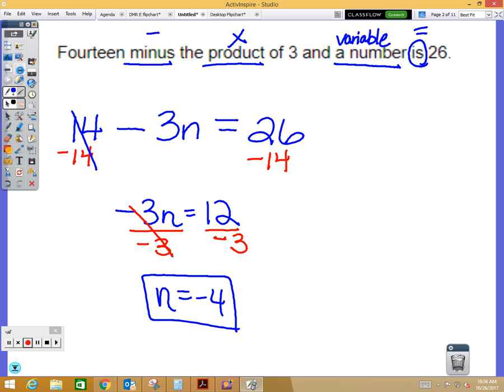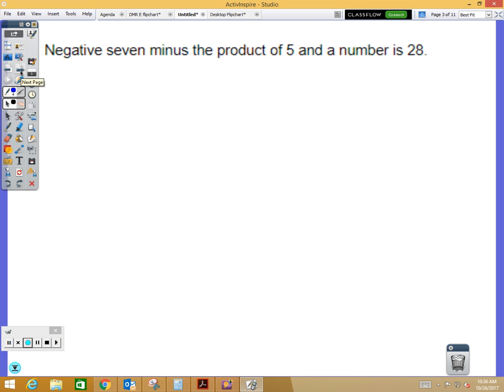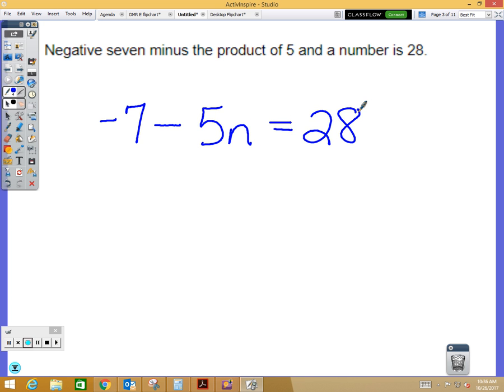Alright, let's look at the next one. Some of you have probably already looked at it before, or looked at it while I was doing the other one. Negative 7 minus the product of 5 and a number is 28. Is that almost similar, almost exact to the last one we did? Yeah. So have you written it yet? Try writing it. Try writing this. Negative 7 minus the product of 5 and a number is 28.